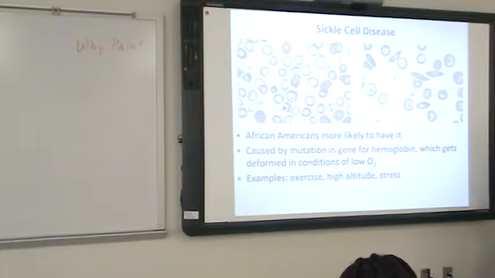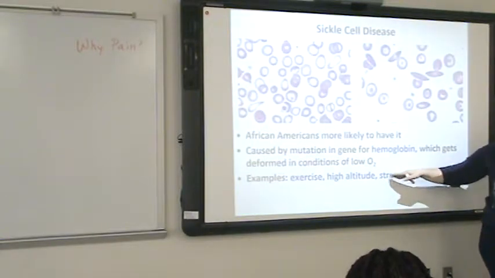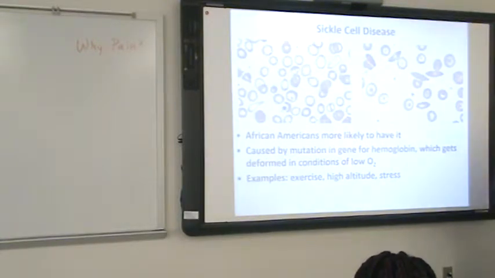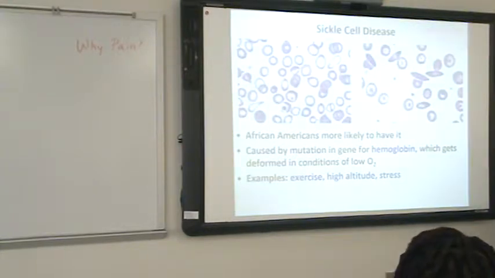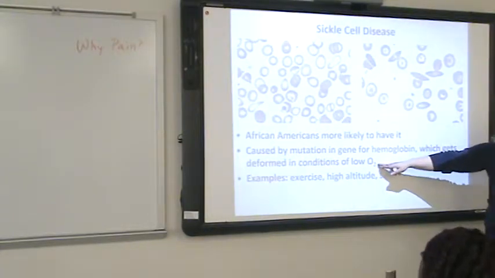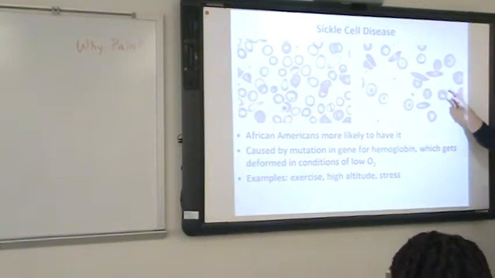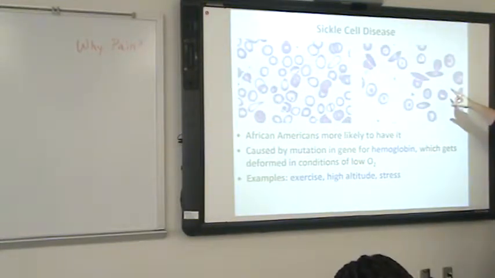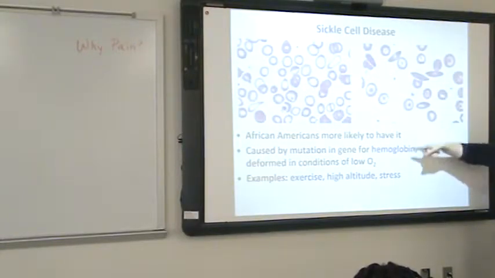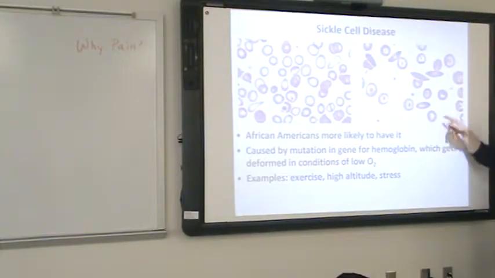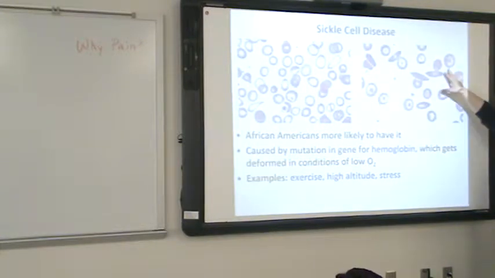Also, if you're under stress that in some way raises your respiratory rate, that can cause lower oxygen levels in your blood, and it will cause greater sickling. Notice that people that have sickle cell don't have every single red blood cell sickled. It's not all of them, but it's some of them. And the proportion changes depending on these conditions. So these conditions could make this situation worse.